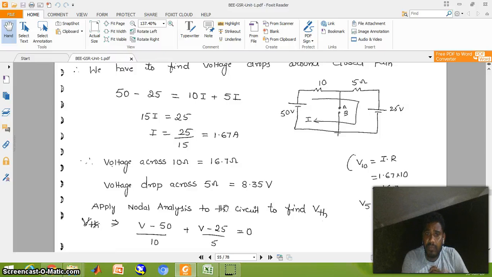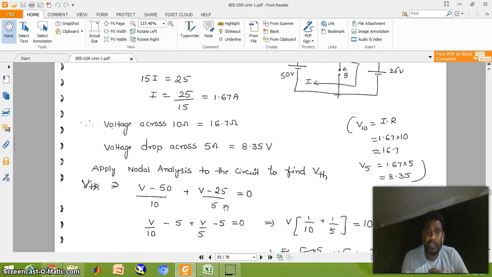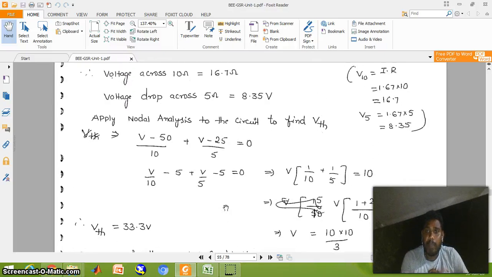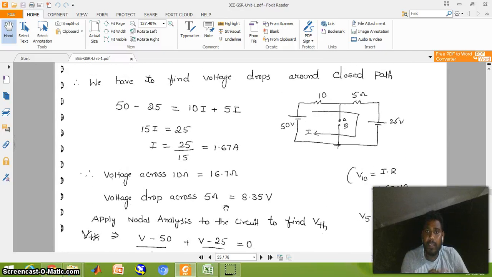Next, calculate V Thevenin. Apply nodal analysis at this point. We don't know this voltage, so assume this voltage equal to V Thevenin, because VAB is the open circuit voltage, VOC, which is the same as this node voltage V Thevenin. So here apply KCL at this node.